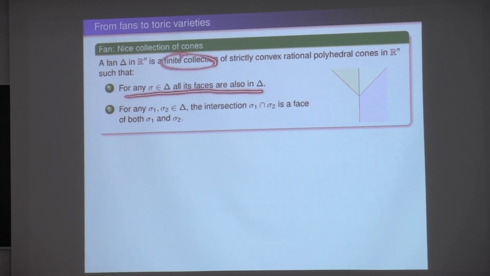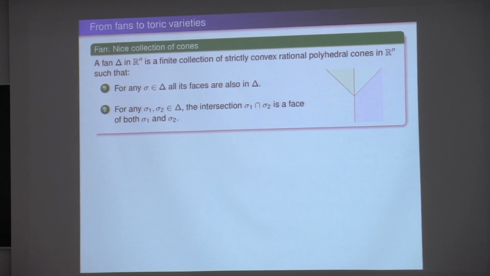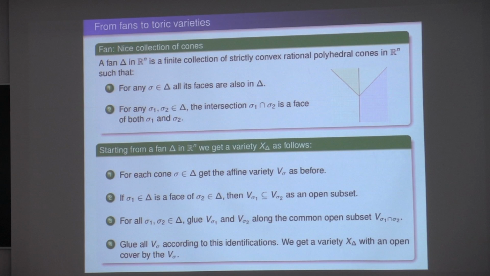It's a finite collection of cones that are nice, closed under taking faces, and additionally, they are put together nicely in the sense that the intersection of any two of the cones in the fan is a face of both. And we drew before cases where it was not a face of both. We want a face of both. Very good. So then, the procedure to get the abstract variety is as follows.